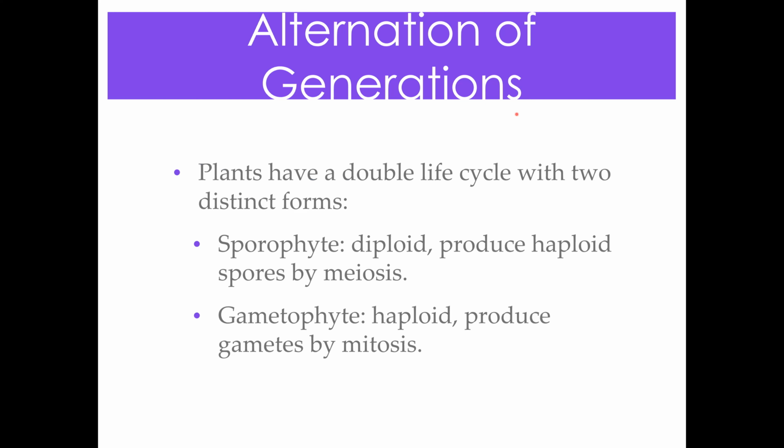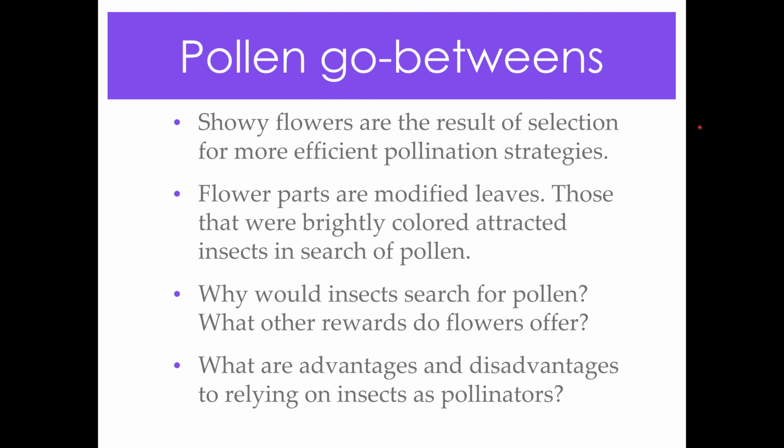So flowers generally have something that goes between them to help them pollinate. Sometimes it's airborne, but a lot of times there's a bee or an insect involved. Showy flowers are the result of efficient pollination strategies. For some reason, bugs like really beautiful flowers and are more attracted to them. Flower parts are modified leaves, and they're bright so that they attract the insects.